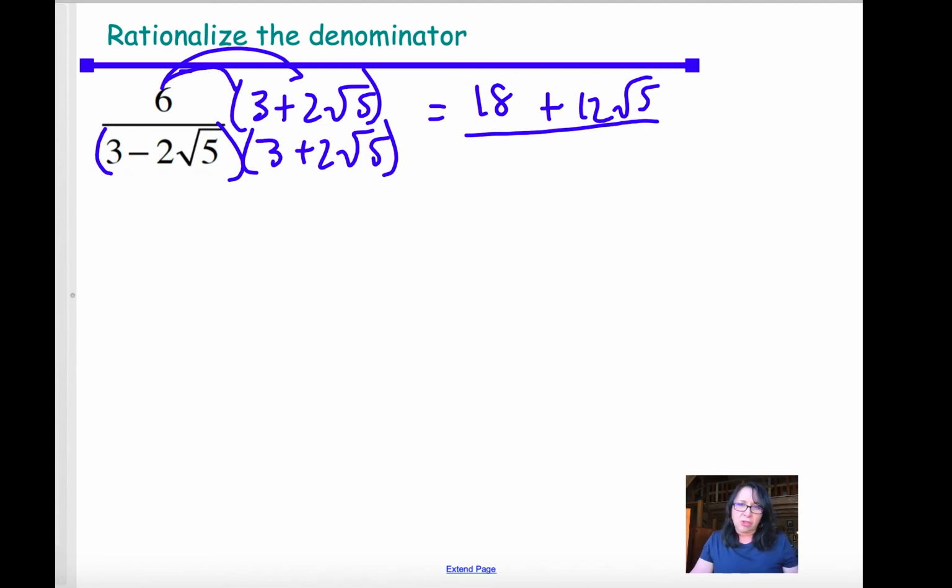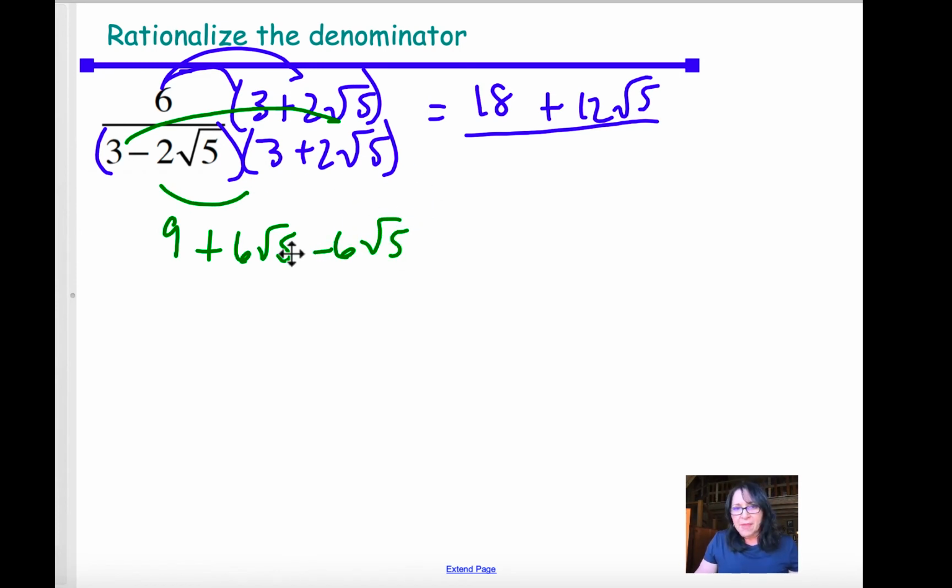And then this I'm going to multiply, again, FOIL. But the objective here is to get rid of the root on the denominator. So hopefully we're going to do that. 3 times 3 is 9. 3 times 2 root 5 is 3 times 2, 6 root 5. And this is going to become negative 6 root 5. So those cancel. You want that to happen.